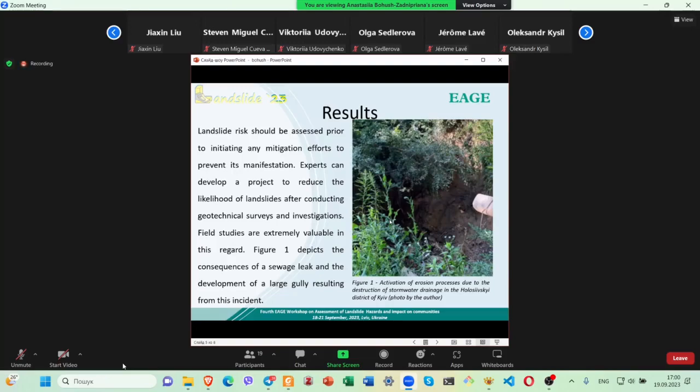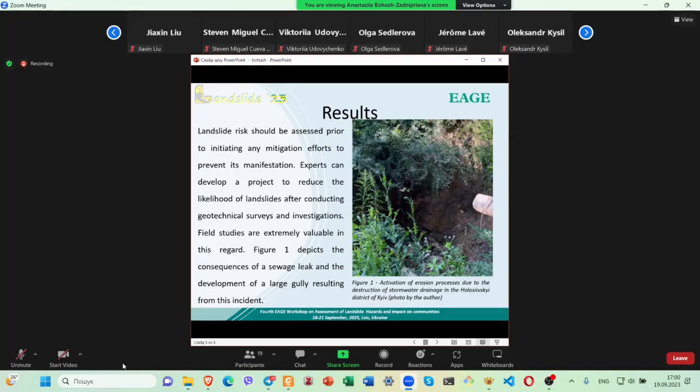Experts can develop projects to reduce the likelihood of landslides after conducting geotechnical surveys and investigation. Field studies are extremely valuable in this regard. Photo 1 depicts the consequences of a sewage leak and the development of a large-scale gully resulting from this incident.